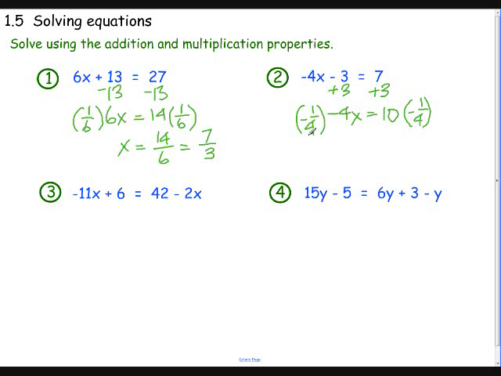When I multiply these together, I get a positive, don't I? And in fact, a positive 1. So I'll have x equals, and over here I have a negative 10/4, which is equal to negative 5/2.